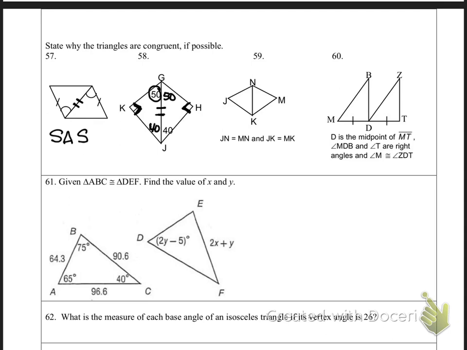So now if we look at this, we can see that we have angle, angle, side, because we're going to have angle for 90, angle for 50, and then our reflexive side here. So we're going to have angle, angle, side.